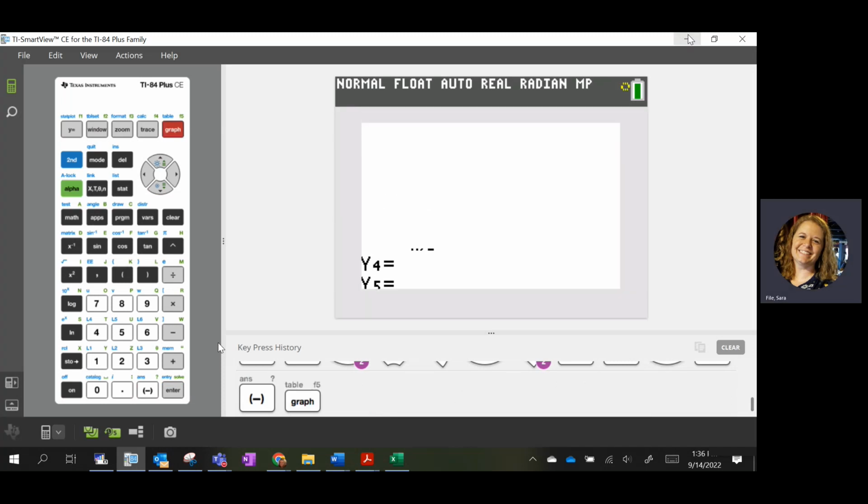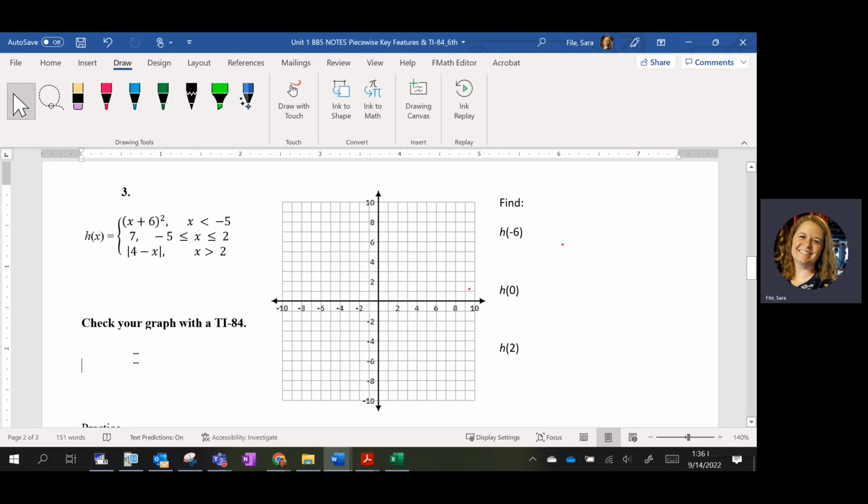Okay, so that is that graph. I think I copied it. Let me see if I can paste it here.